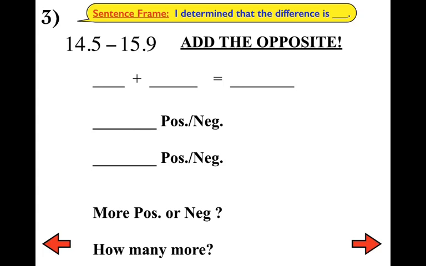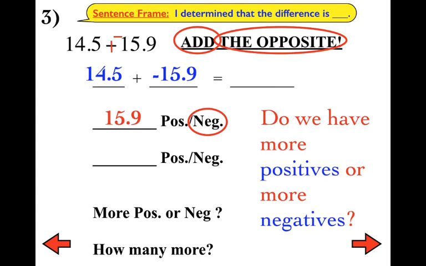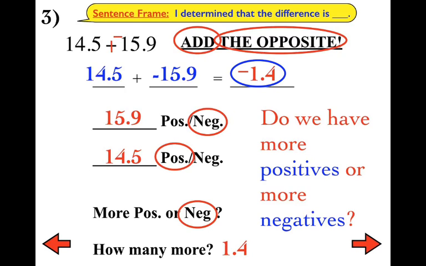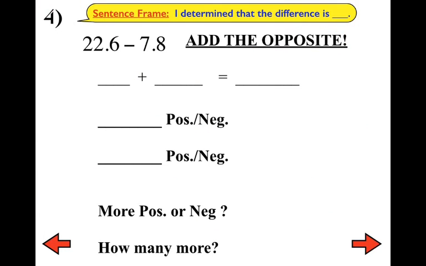In number 3, we need to turn it into an addition problem, so it turns into 14.5 plus negative 15.9, and we're rewriting it. We have more negatives than we do positives, so we write it down first. We have 15.9 negatives, 14.5 positives. Since we have more negatives, the sum is negative, or the difference is negative. And in fact, we have 1.4 more negatives, so the difference is negative 1.4 or negative 1 4/10. Pause the flipped lesson and try number 4.